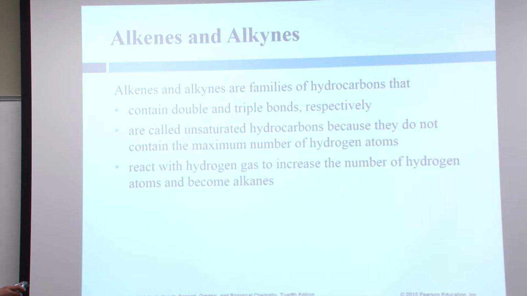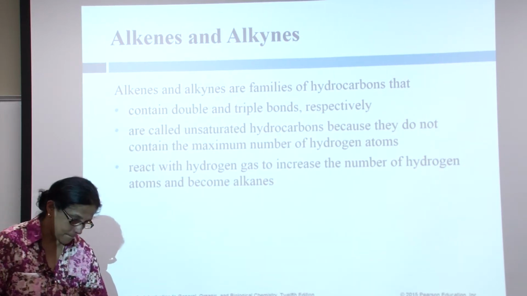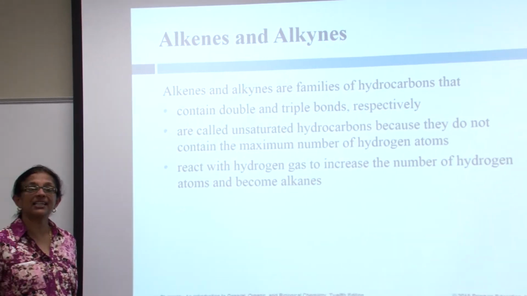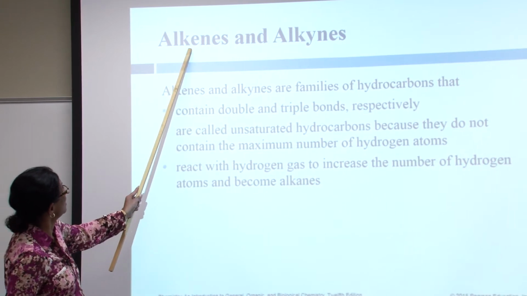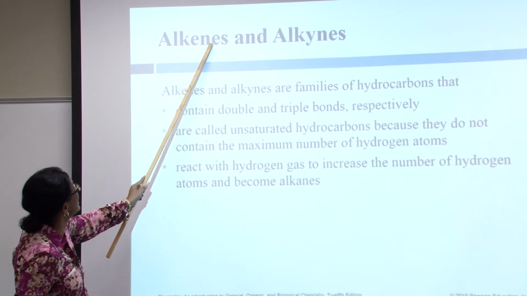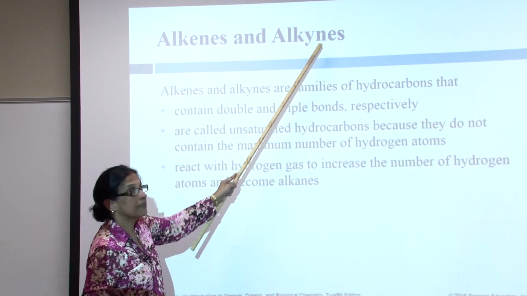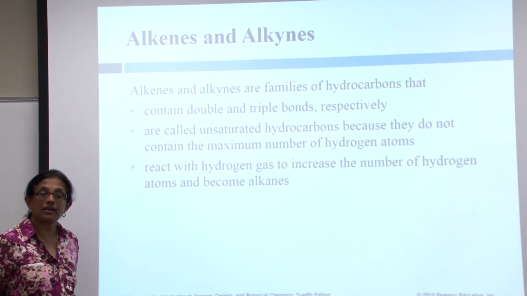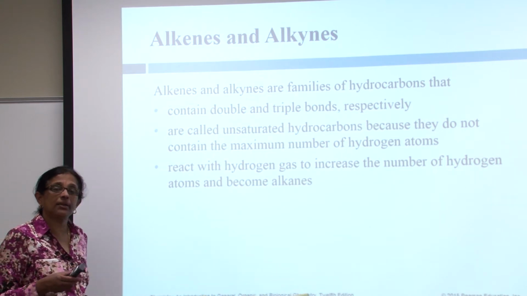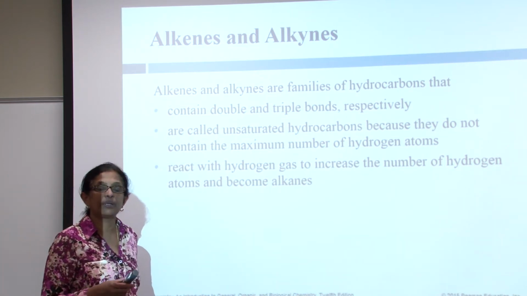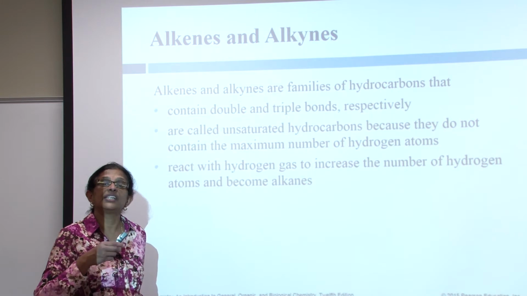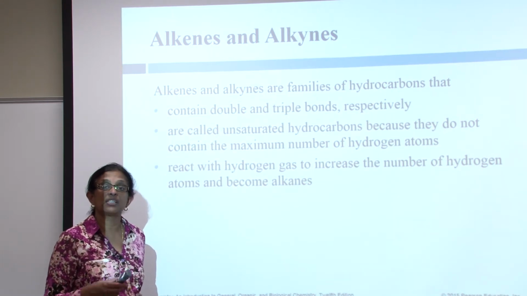Alkenes and alkynes are hydrocarbons and contain double and triple bonds. Here we are going to discuss the next two categories of hydrocarbons, alkenes and alkynes. You can see the terms have changed a little bit. We are talking about ENE and YNE. These are hydrocarbons with a double bond and a triple bond. At least one double bond between two carbon atoms is an alkene. At least one triple bond between two carbon atoms is an alkyne.